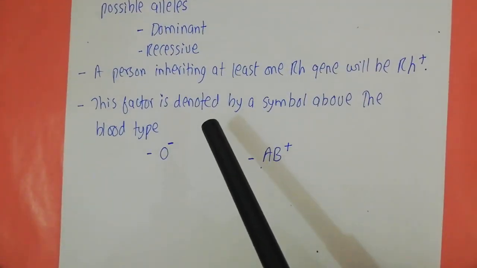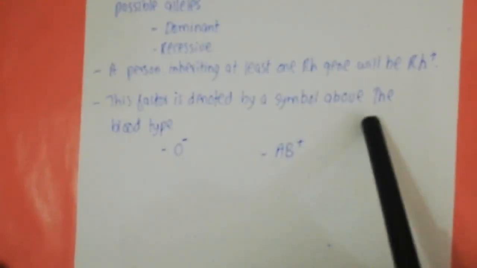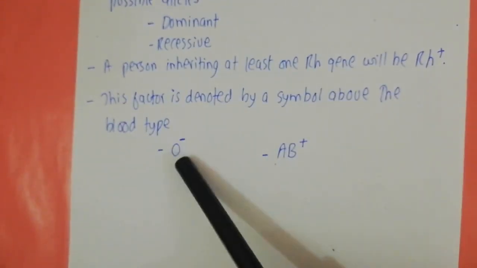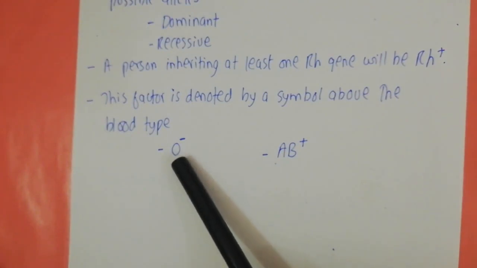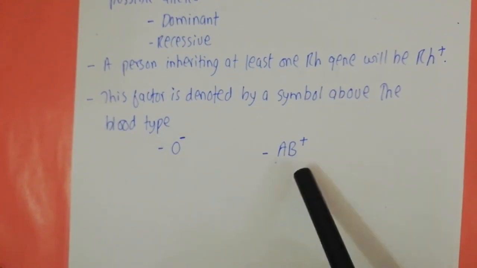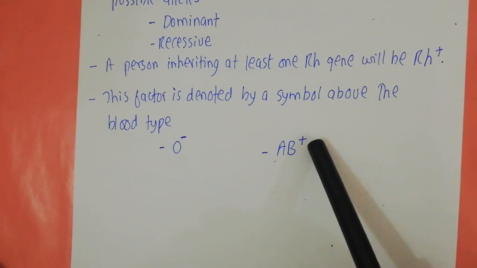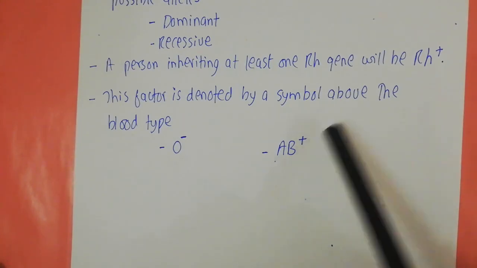This Rh factor or D antigen is denoted by a symbol above the blood type. For example, in this one the blood type is O, but it is negative because the Rh factor is negative here. In this one, the type is AB, but it is positive. That means it is expressing the Rh factor.